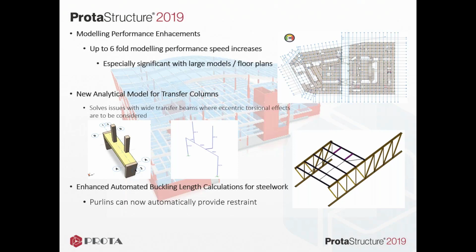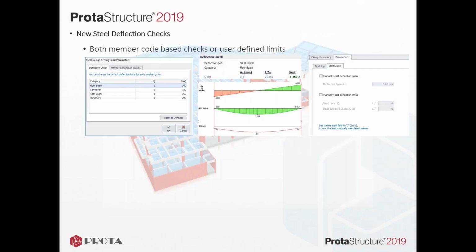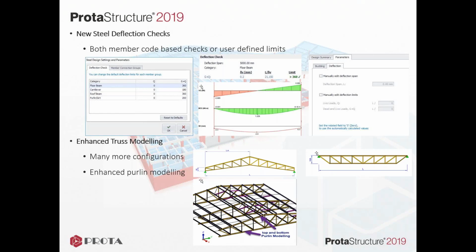We've enhanced the automatic buckling length calculations for the steelwork. Purlins can now automatically provide restraint, okay, and you can end up with more efficient design. We've also got new deflection checks. So these are both code-based as well as user-defined, and depending on the element within the model, you can specify various deflection limits. And there's lots of flexibility that we've introduced with being able to model and define different types of configurations, both trusses as well as purlin systems.